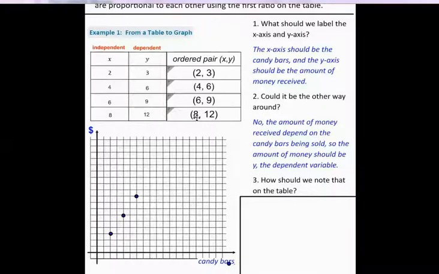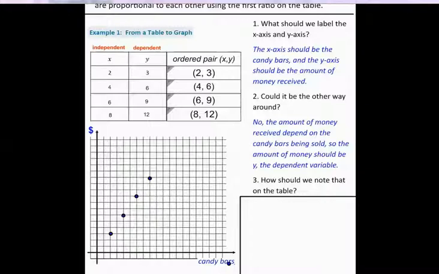That is when x is 8 and y is 12. So again, we know that this is 6. So if we go over 2 more, 7, 8, and then we have to go up to 12. 1, 2, 3, 4, 5, 6, 7, 8, 9, 10, 11, 12. This is our point.